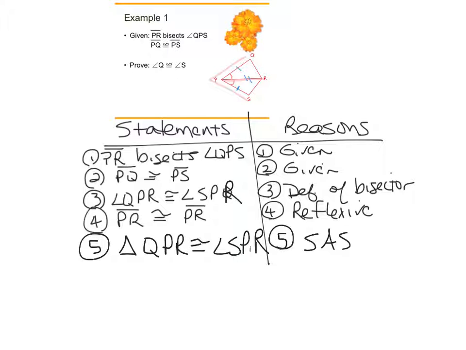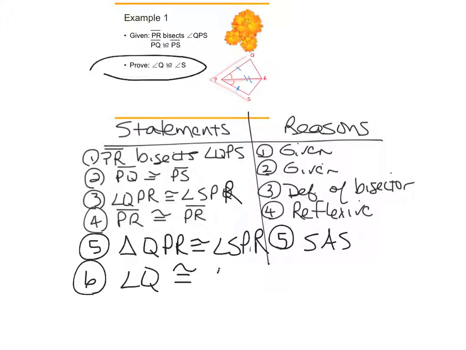Now, notice our proof was asking us to show that angle Q was congruent to angle S. So I'm going to write my last statement as what I'm trying to prove, and that reason is C, P, C, T, C: congruent parts of congruent triangles are congruent. Yes? So basically you just have to solve it normally and then put that last step at the end?